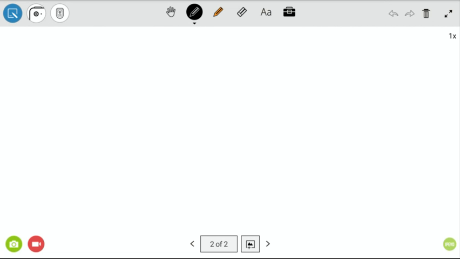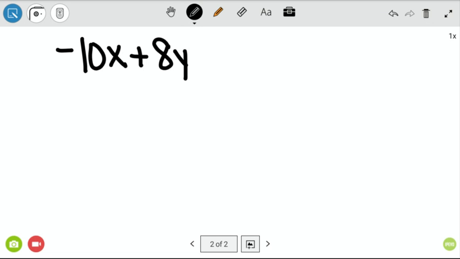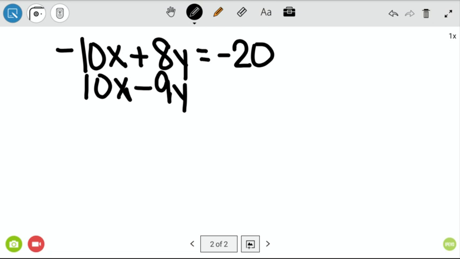So I have a few examples I want to show you. The first one is negative 10x plus 8y equals negative 20. And we have a positive 10x minus 9y equals 30. Whenever you have a system of equations, you can combine equations, but it's only helpful if we can make one of the variables equal 0. Therefore, we can solve for 1.